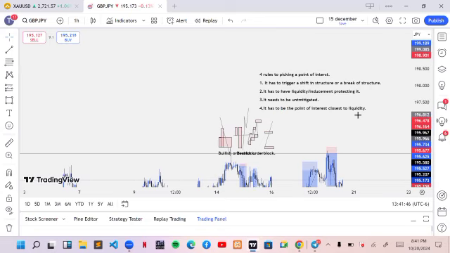Get these rules down. Take a screenshot or write it down. It has to trigger a shift of market structure or break of structure. It has to have liquidity or inducement protecting it. It needs to be unmitigated. It has to be the point of interest closest to the liquidity. Pay attention to this rule.